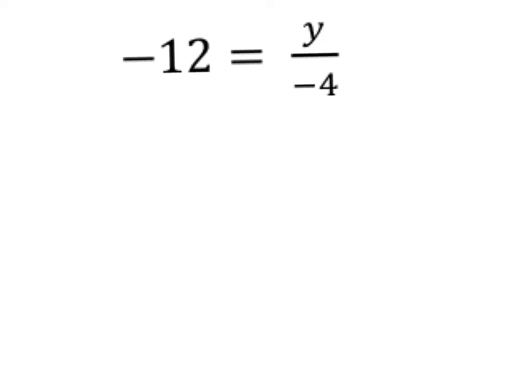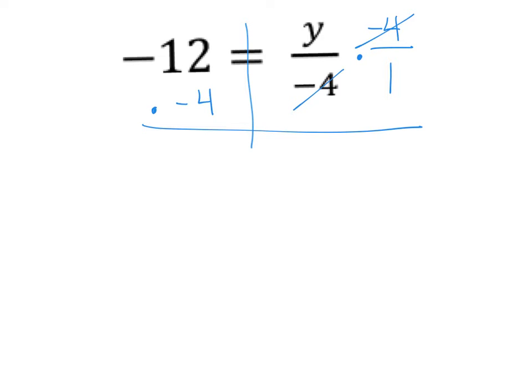Let's look at this next example. So we have negative 12 equals y divided by negative 4. So first thing, once again, we're going to draw that balance. So I said that this is y divided by negative 4 because remember, every fraction is just a division problem. So if I am dividing, we are going to need to multiply by negative 4 on both sides. So these negative 4s are going to cancel out. We're going to be left with y on this side.